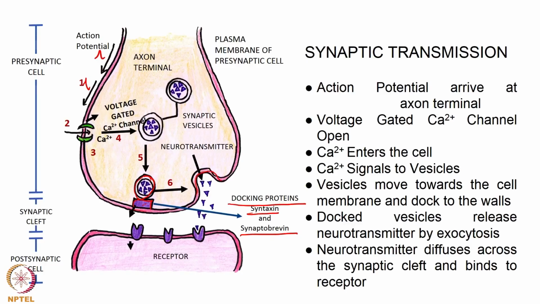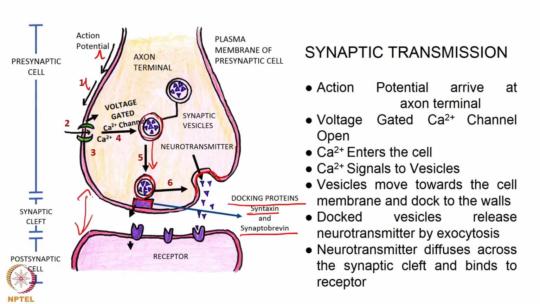So, the action potential arrives, and that leads to opening of the calcium channel, and as soon as the amount of calcium in the synaptic end bulb goes above a certain level, that is detected by synaptotagmin, which causes movement of the vesicle towards the membrane and docking of the vesicle with the membrane by the action of the docking proteins syntaxin and synaptobrevin, and then opening up of the vesicle on the outside.